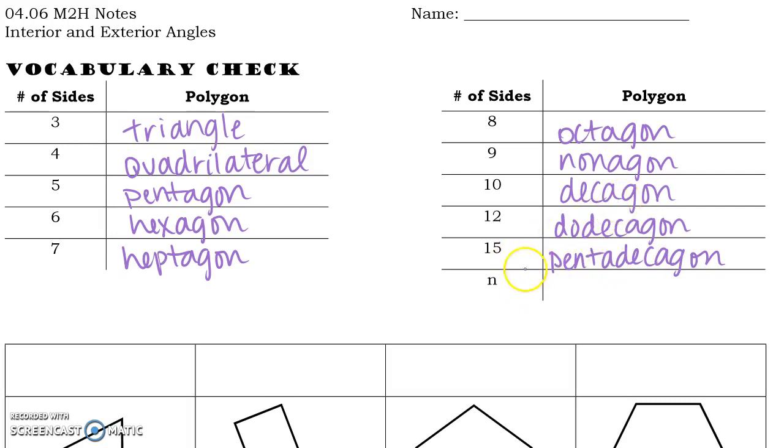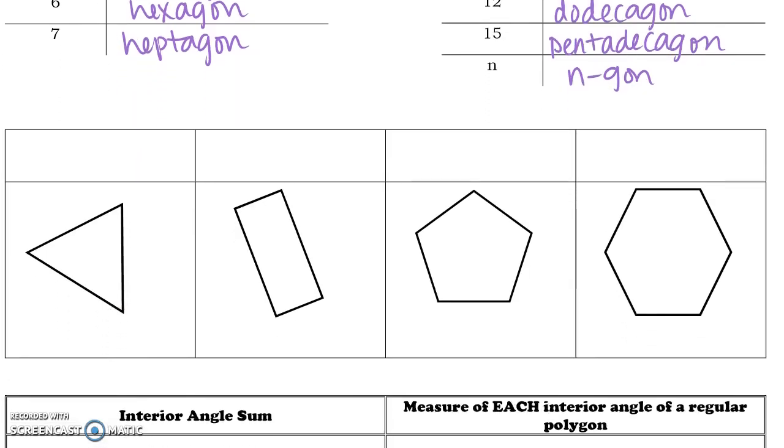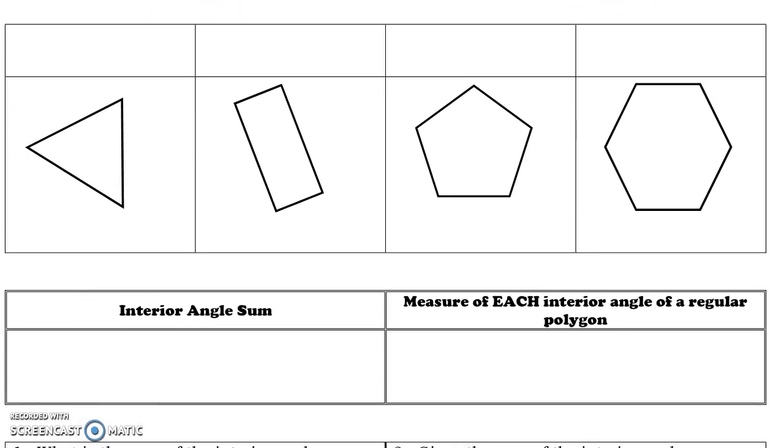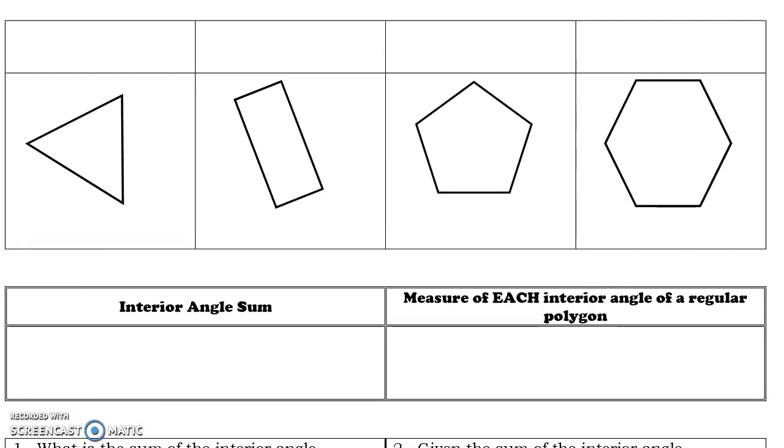So, for any polygon that doesn't have these unique names, we could call it an n-gon. Like a 20-gon or a 35-gon. That means the polygon has 35 sides. You may want to have those memorized so you know how many sides each polygon has. As we move forward, we're going to draw diagonals in each of these shapes, and that'll help us investigate the interior angles of these shapes.